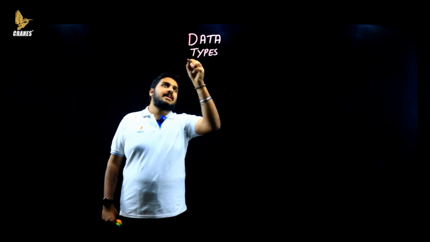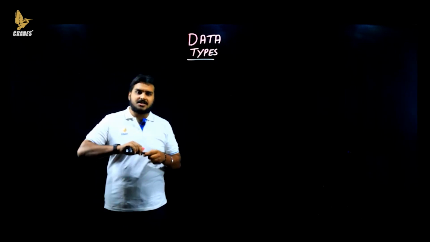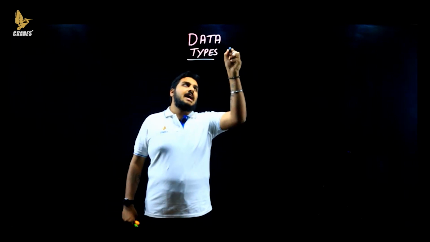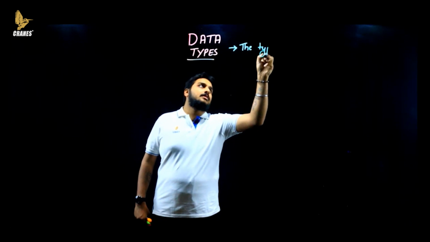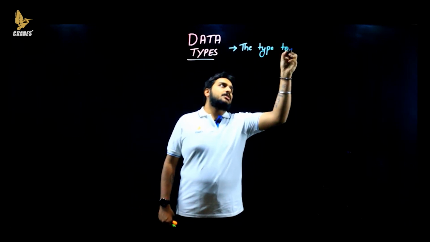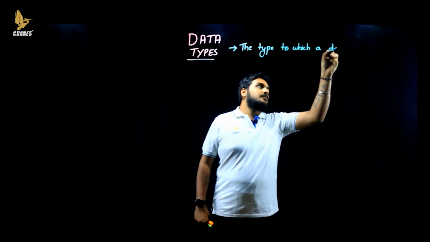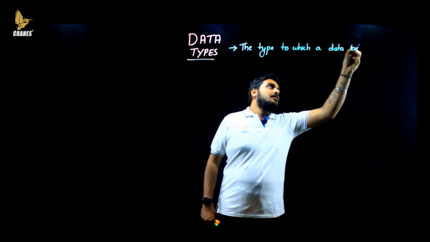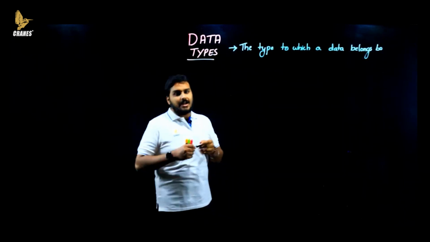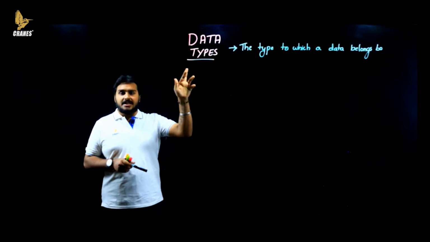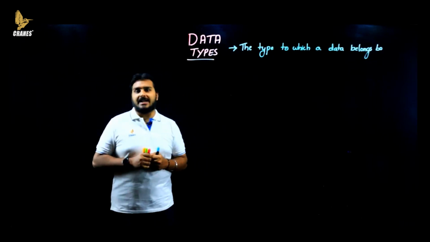What do you mean by data types? What is a data type, in simple layman's terms? If you ask me, I can define it as the type to which a data belongs to. It is a type to which the data is going to belong to. I hope I'm completely clear on the basic definition of what you mean by a data type.